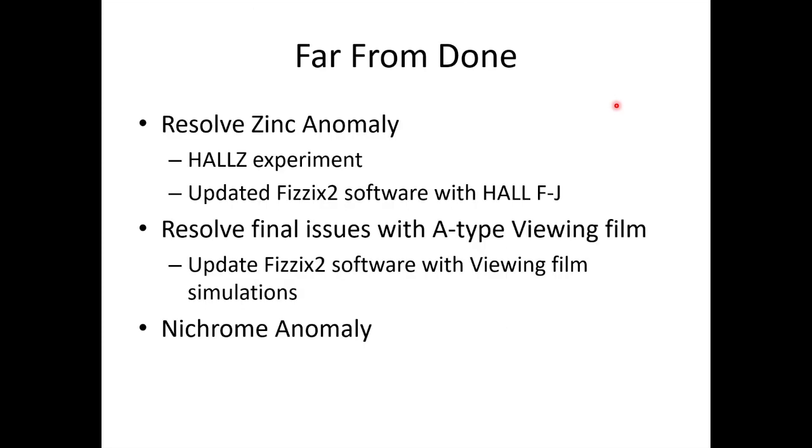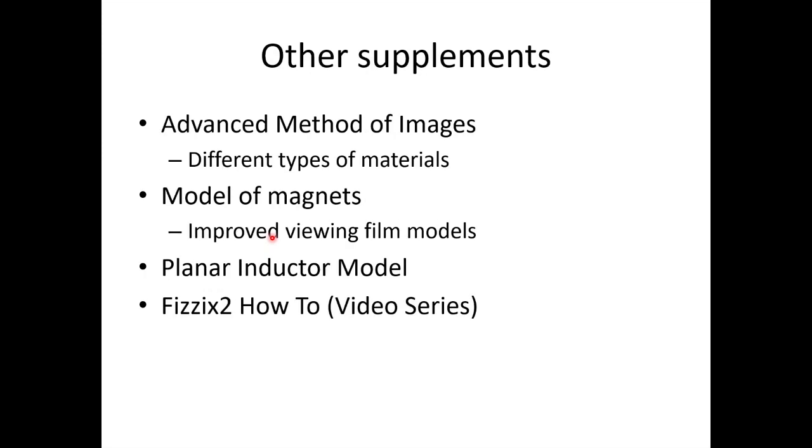Okay, but again, we're far from being done. We still have to resolve the zinc anomaly, and that's going to be the Hall Z experiment. We have to get the final issues with the A-type viewing film worked out. We still have the nichrome anomaly that's going to be resolved with the EGX experiment. We have other supplements, advanced method of images for the different types of materials, a model of magnets, because what I've shown in this video series is basically an introduction with improved viewing film models. The planar inductor model, I have not released that to anybody yet, and I'm going to have to make a physics how-to video series for those people that are going to have access to the Physics 2 software.